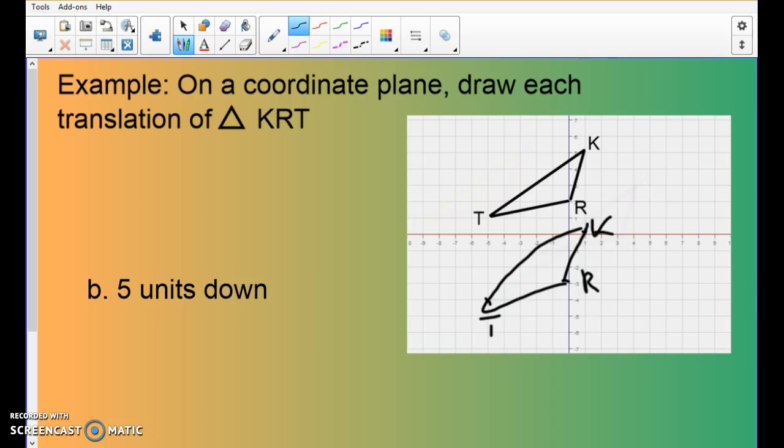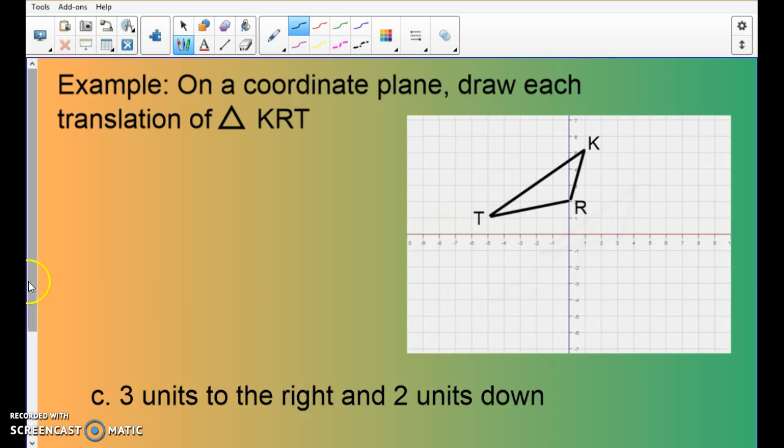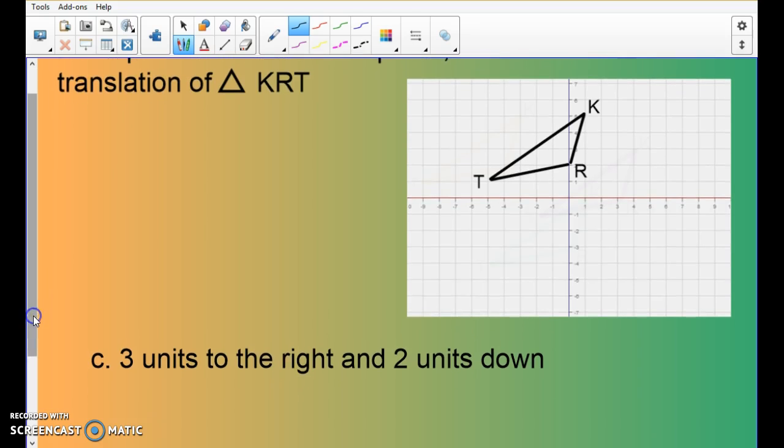Alright, some of them get a little more complex where they have 2 steps. So this next one says 3 units to the right and 2 units down. Alright, so let's start at T again. So if I'm going 3 units to the right, I'll be there, and 2 units down. There's the spot for my new T. 3 units to the right and 2 units down. There's the spot for my new R. 3 units to the right and 2 units down. There's the spot for my new K.